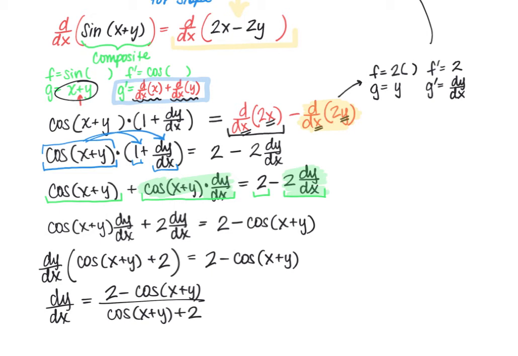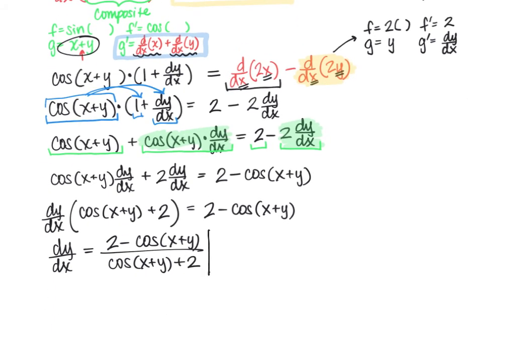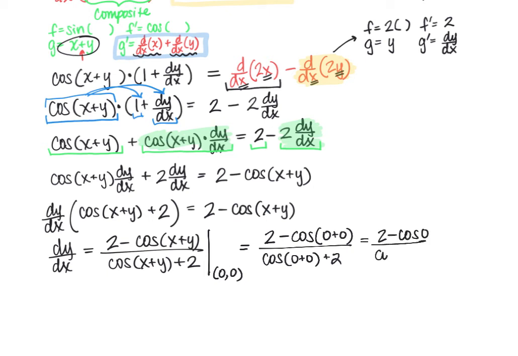we were trying to write the equation for the tangent line at the point 0, 0. The way you can notate this is draw that vertical line and put the coordinate down here. Now, if we didn't know the y value, we would have to take the given x value and plug it back into the original equation to find the y value. But in this problem, they gave us both x and y. So now we're just going to substitute in 0 for x and 0 for y. So cosine of 0 plus 0 over the cosine of 0 plus 0 plus 2. So essentially 2 minus the cosine of 0 over the cosine of 0 plus 2.